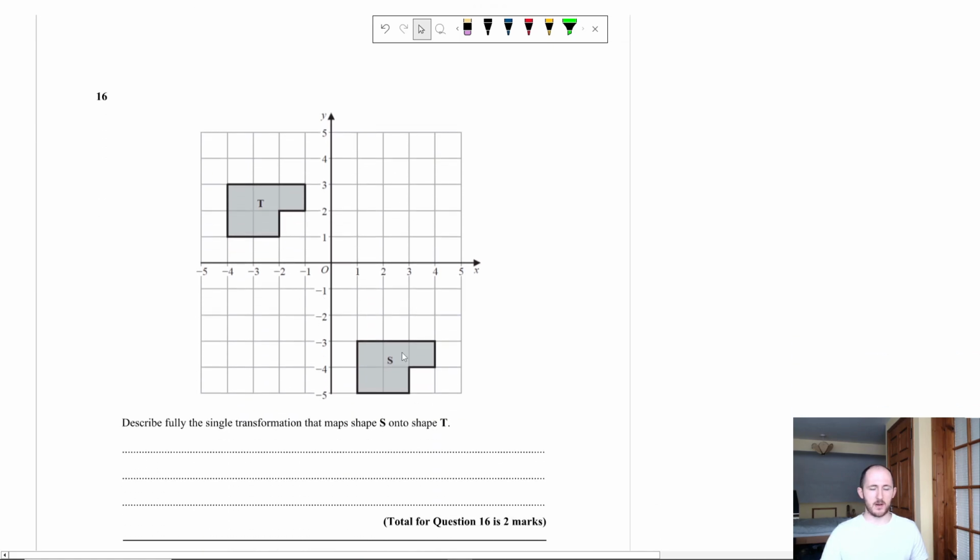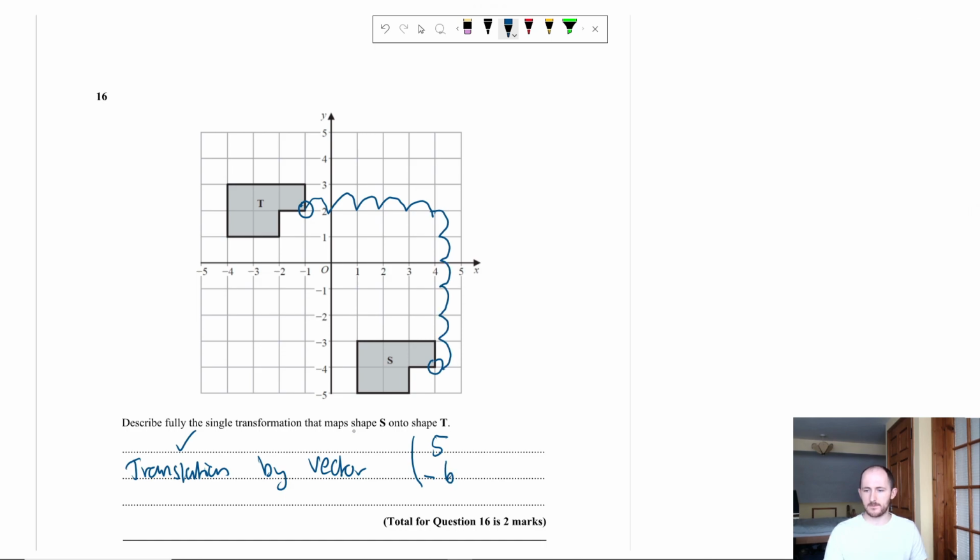Describe fully the transformation. Well, first of all, if you have a look, they're both the same shape. They haven't changed size. They're not reflected. They're in the same orientation, which means it's going to be a translation, which gives you 1 mark. And then you have to say by what vector. So what I do is I pick a corner, let's say this one, and I can tell that it goes to that corner here. So how far to the right does it go? It goes 1, 2, 3, 4, 5 to the right. That is the top number. If it goes left, you make it negative. And how far up or down does it go? Well, it goes down, so it's going to be negative 1, 2, 3, 4, 5, 6. That's the second mark.